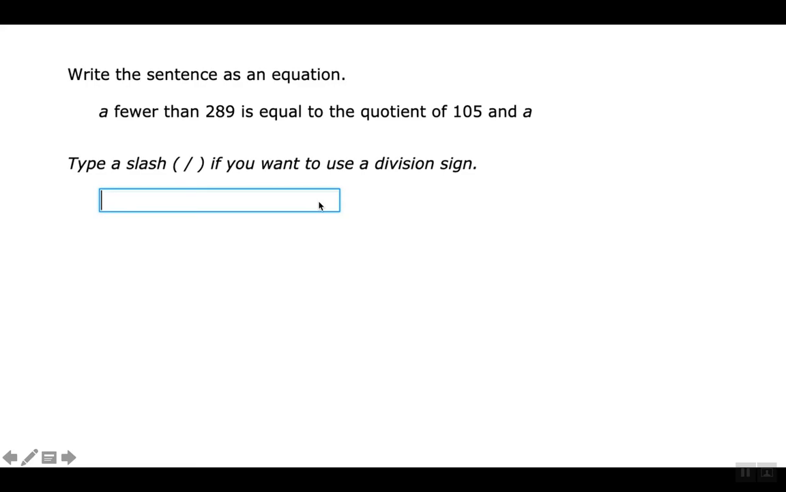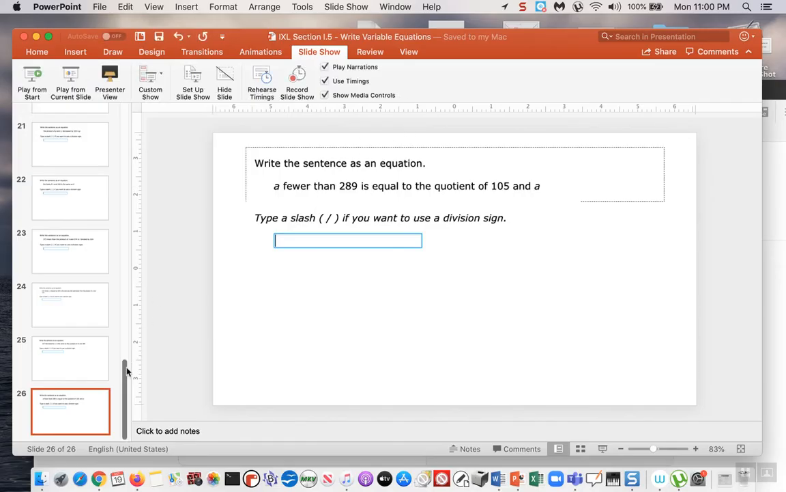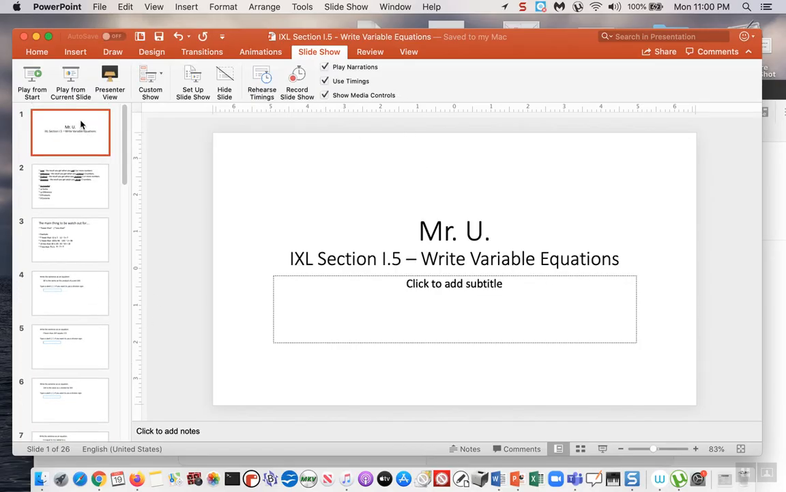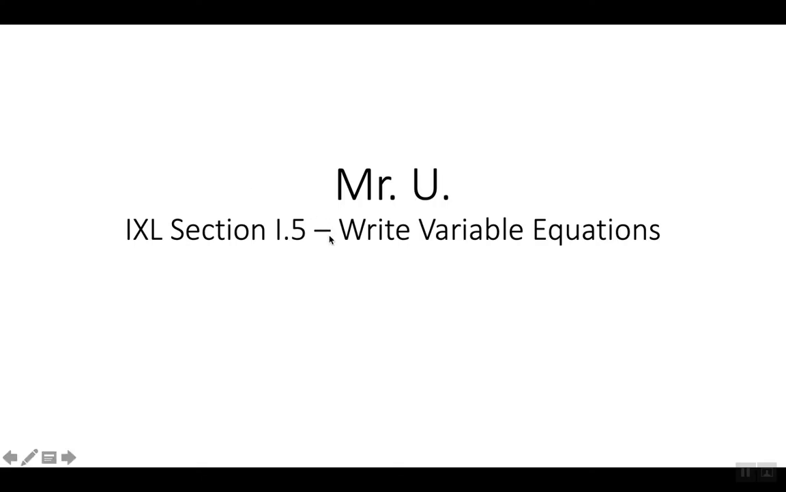Okay, and that's it with the examples. That should cover everything that's on there. Once again, the assignment is IXL section I.5. IXL section I.5, write variable equations. IXL sección I5, escribir ecuaciones con variables.